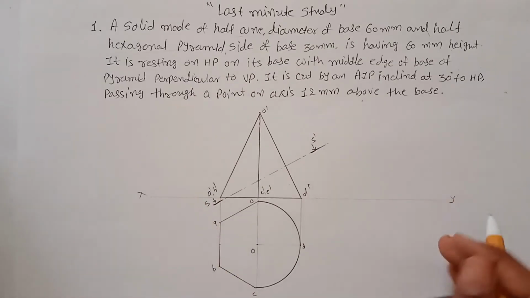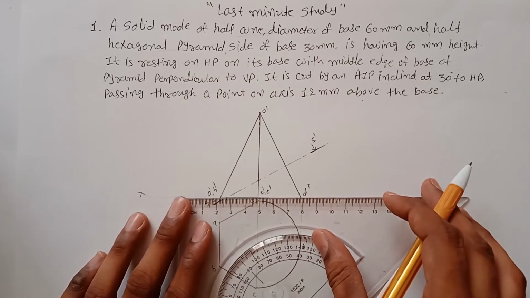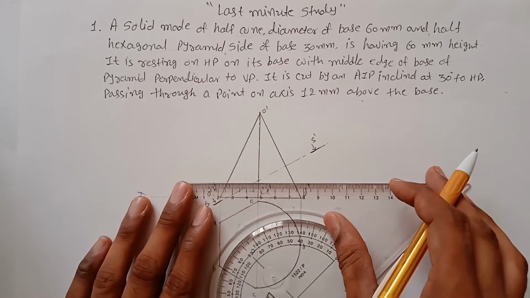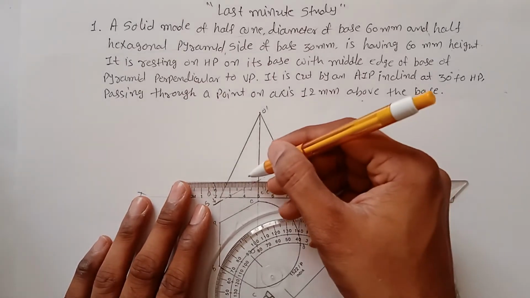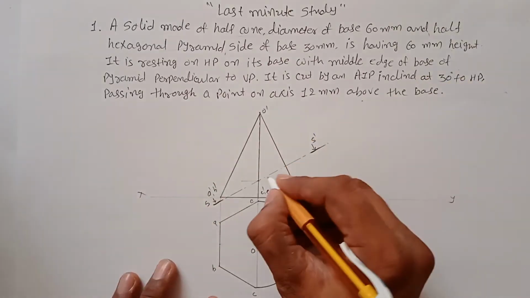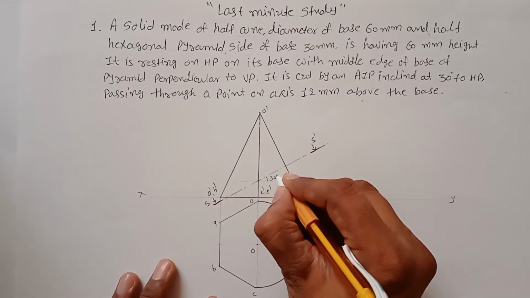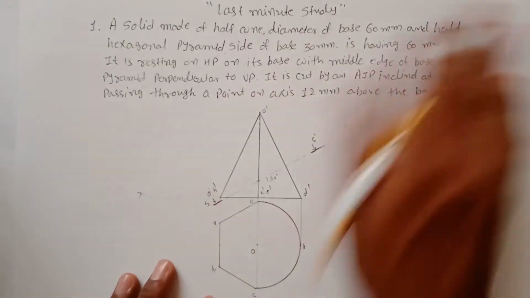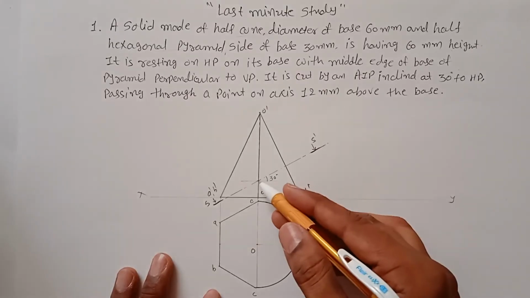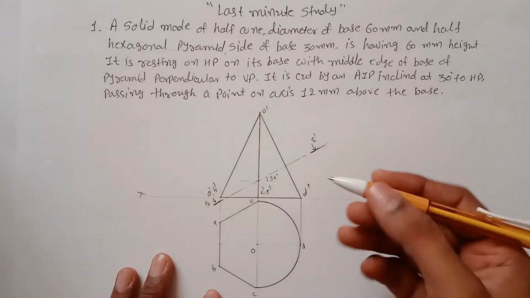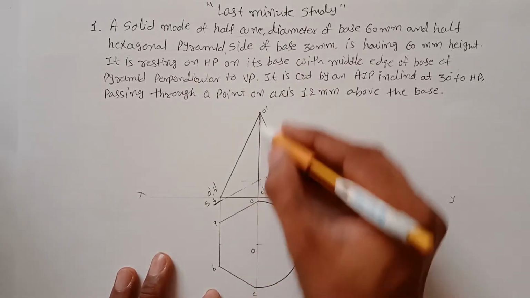So you have to draw it like this, and you have to mention the angle here, which is 30 degree. This angle is 30 degree and the height is 12 mm. You have to mention all the data there. Now you have to find out the cutting points. So let's start with this edge.